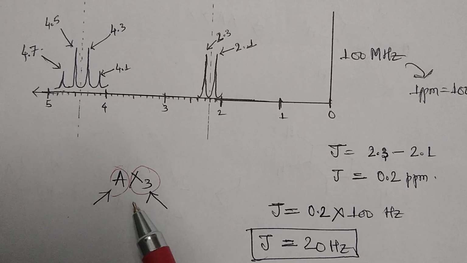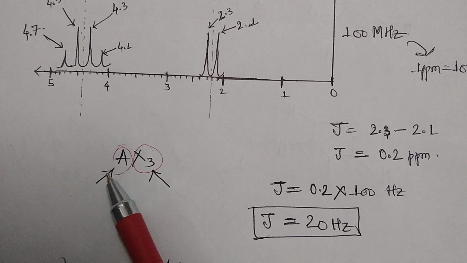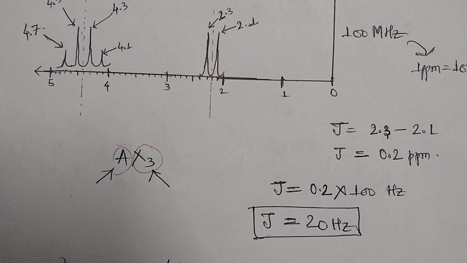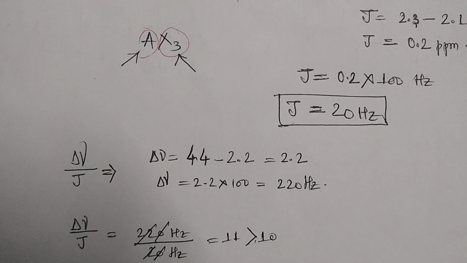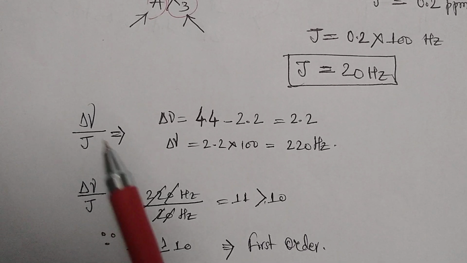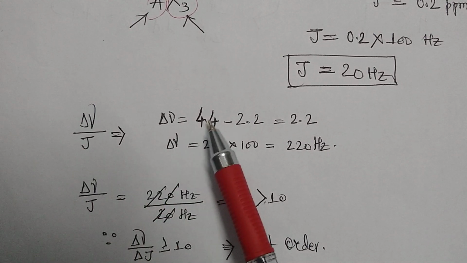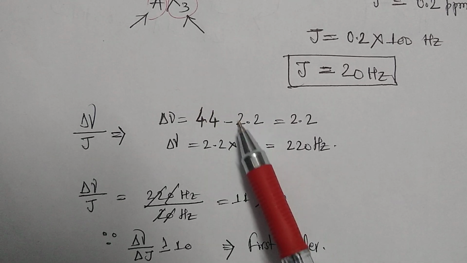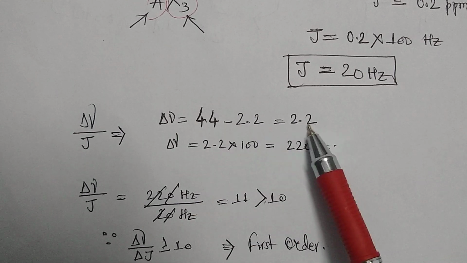And here if we see again this AX3, that is A will get a quadrant peak and this X3 will get a doublet peak. Likewise here for this question we need the delta nu by J value. So for the quadrant it is at 4.4 and for the doublet the chemical shift is at 2.2. So their chemical shift difference will be 2.2 ppm.